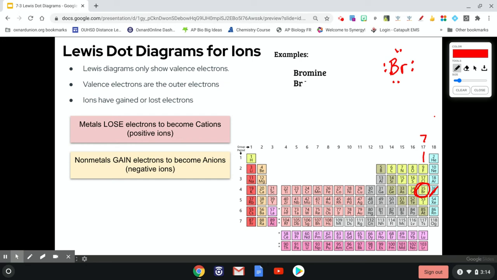But we need to indicate that something happened in order for it to change from an atom to an ion. So we draw the brackets and we put that charge outside the bracket to show that it's not a neutral bromine, it's an anion. So for Lewis diagrams for ions, you will always need to include brackets around the symbol and put the ion charge to make it complete.